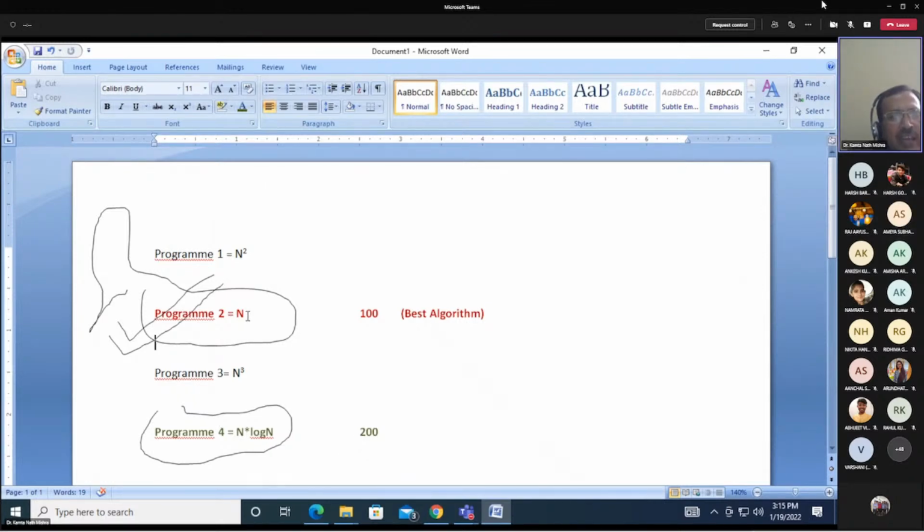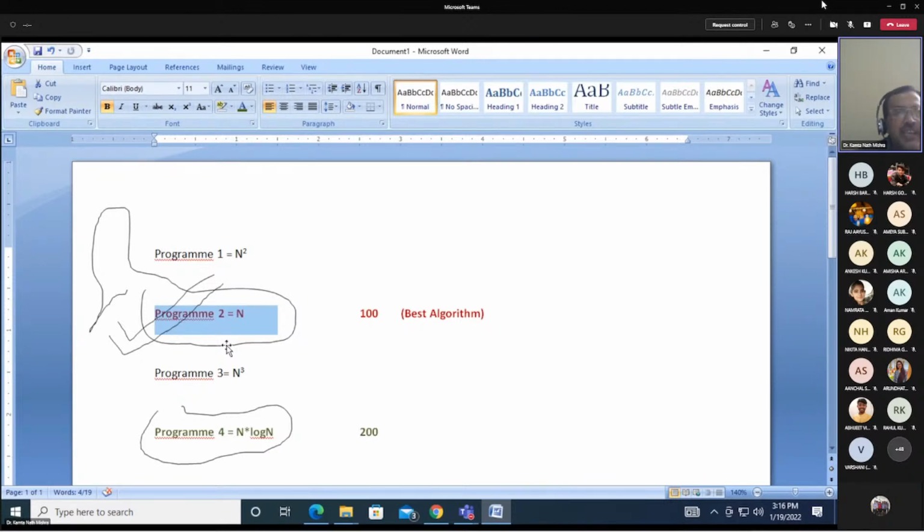Or for any value of n greater than or equal to 10 also you can take. Yes, sir. For any value of n greater than or equal to 10, who is taking minimum time? Program 2. Program 2 is taking minimum time. This is why you will say that the best algorithm is program 2. Some cases less than 10, there are very few cases, so those cases you may ignore. But a huge number of cases exist, for any value of n greater than or equal to 10.